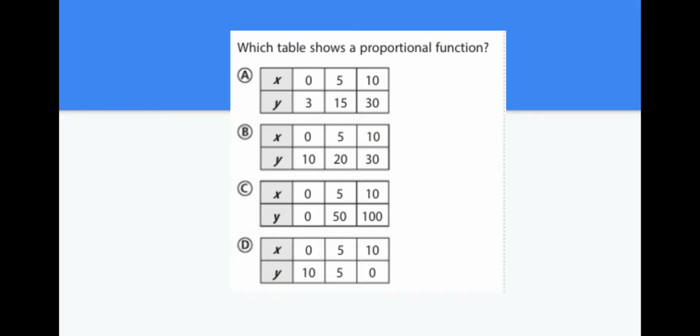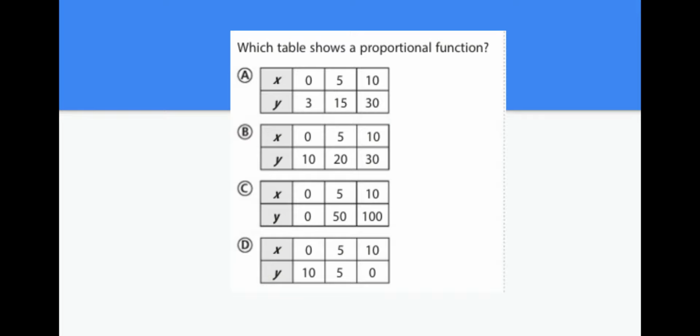Okay, now we're going to look at this multiple choice question. Which table shows a proportional function or a proportional relationship? Look at each one. Think about it. Think about what qualifies a proportional relationship.